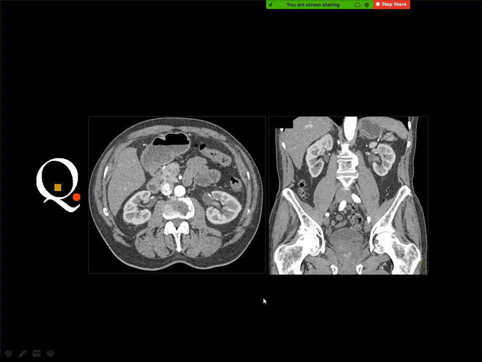What do you think? Normal study? Normal kidney. Are you sure? Kidney is normal. Urinary bladder lesion. And the little bladder is not well projected here, but yes.